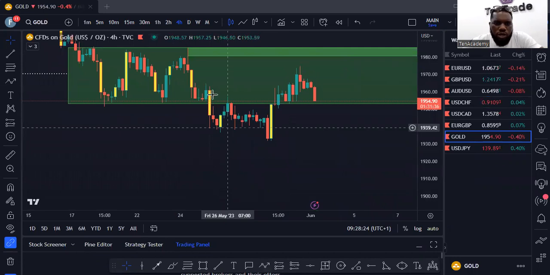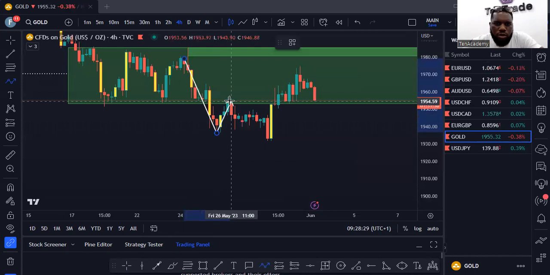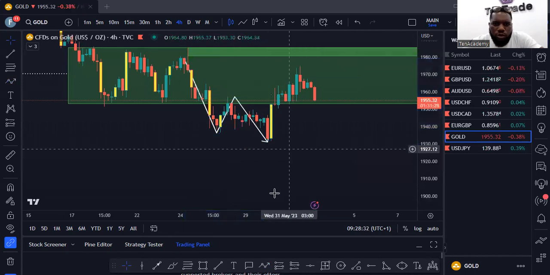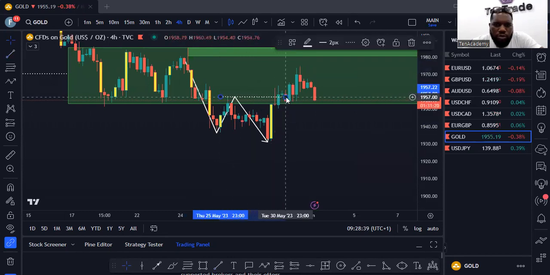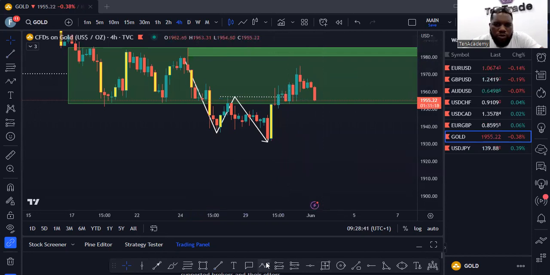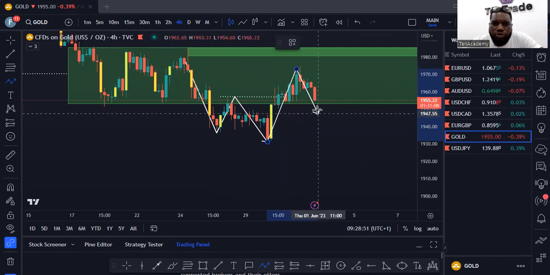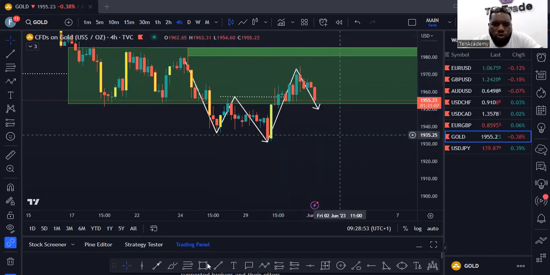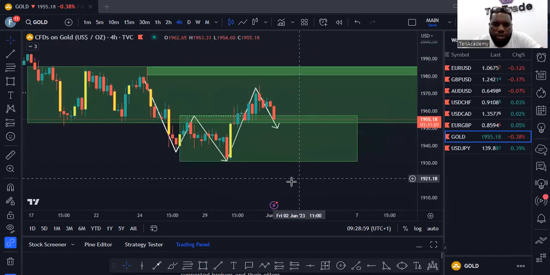On 4 hours, we have gold going down like so. And ultimately, what I was saying, I'm seeing a break of this lower high here. And what is price doing? Price has broken the high, to give you a possible shift in momentum. And it's currently retracing. So on gold, we are seeing price retrace into this particular demand here.